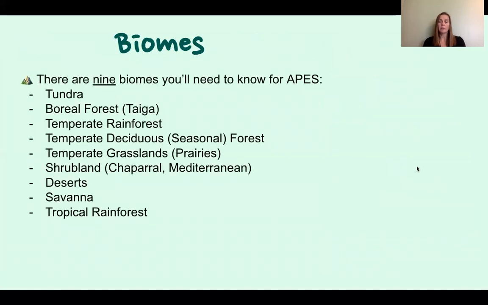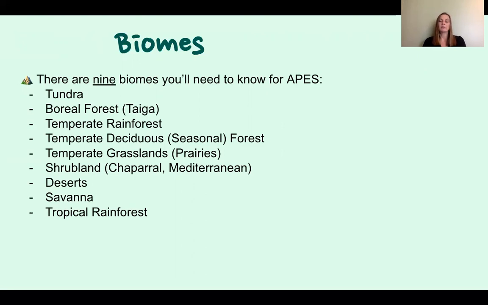So 9 biomes that we're going to learn for APES, and we just went over them, but we have tundra, which is the coldest and the driest, boreal forest, which gets slightly more precipitation and is slightly warmer, but still very cold. And then we have, in our temperate zone, temperate rainforest, which is wet and tends to have lots of conifers. Temperate deciduous forest, so that's our seasonal forests. Temperate grasslands, so those are in the United States known as prairies. Then shrublands are also in our temperate region. These are the chaparral or Mediterranean biomes.